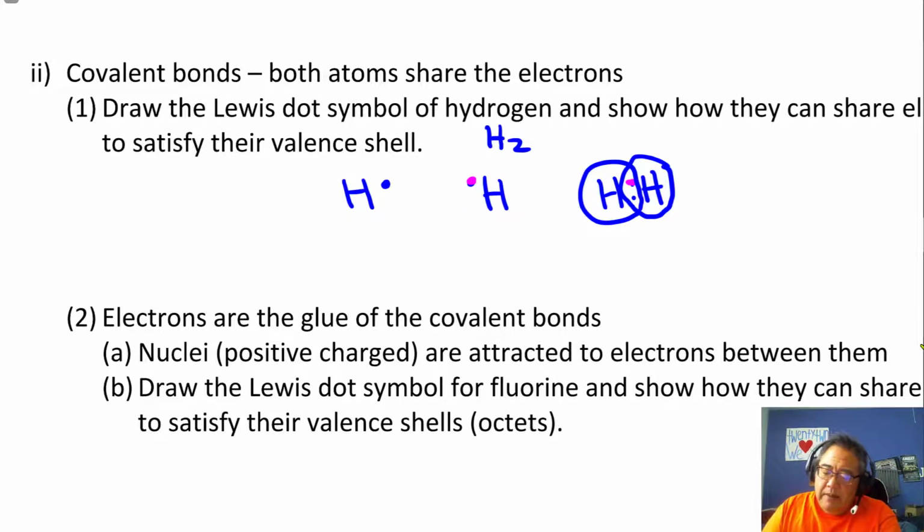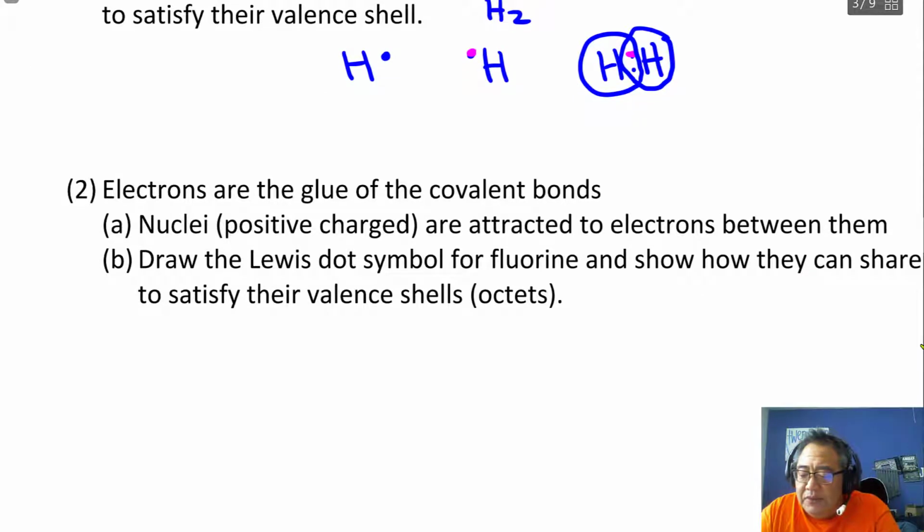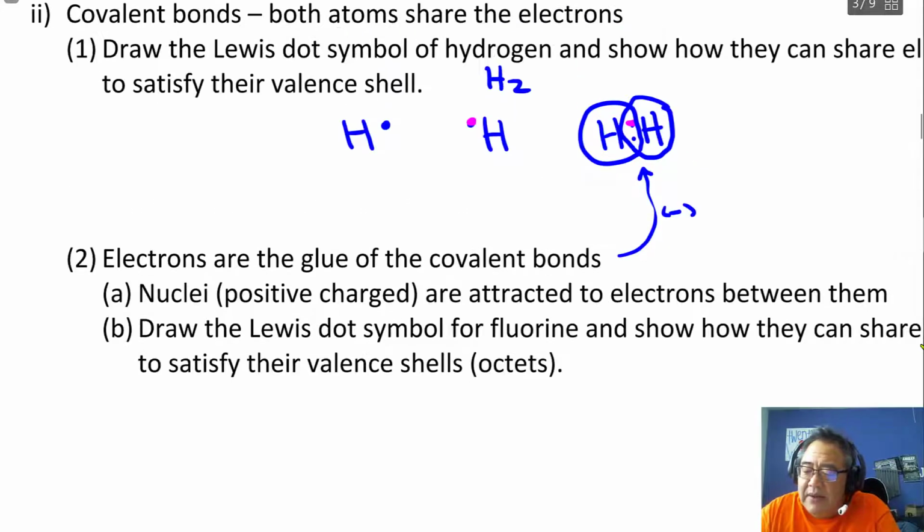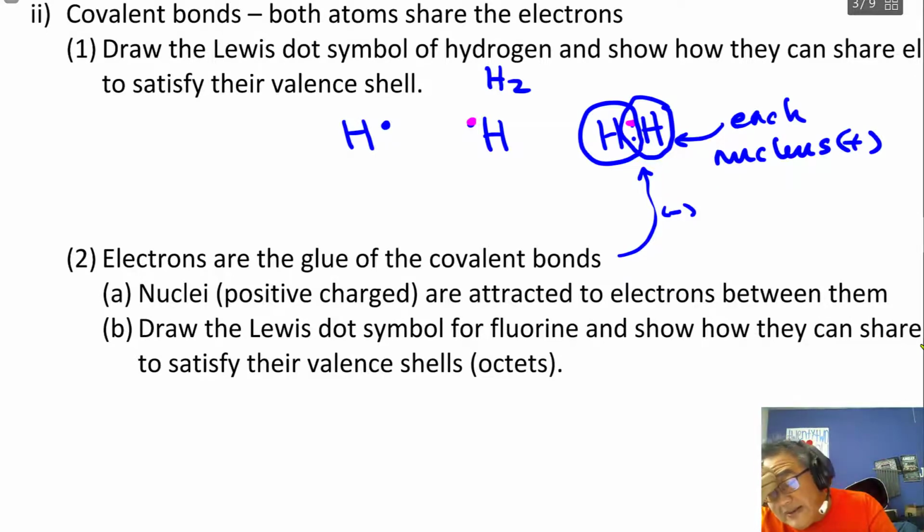Now, the electrons really are like the glue. So you think about this as a negative charge. And then the nucleus has a positive charge. So when they're sharing the electrons, the 2 atoms end up gluing on to that pair of electrons, and that's actually what keeps them together. It also keeps them from breaking apart and sharing those electrons with someone else unless you provide energy to first break that bond apart.